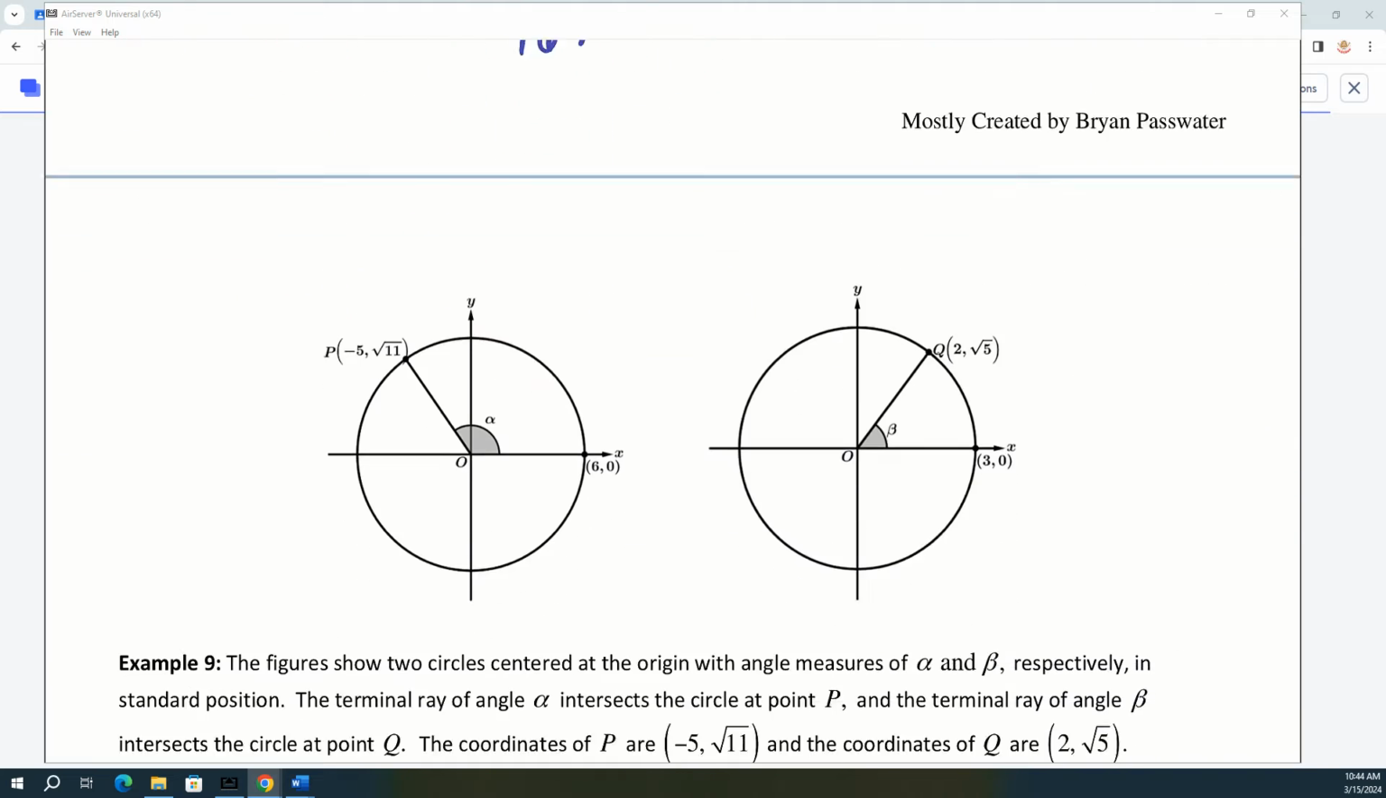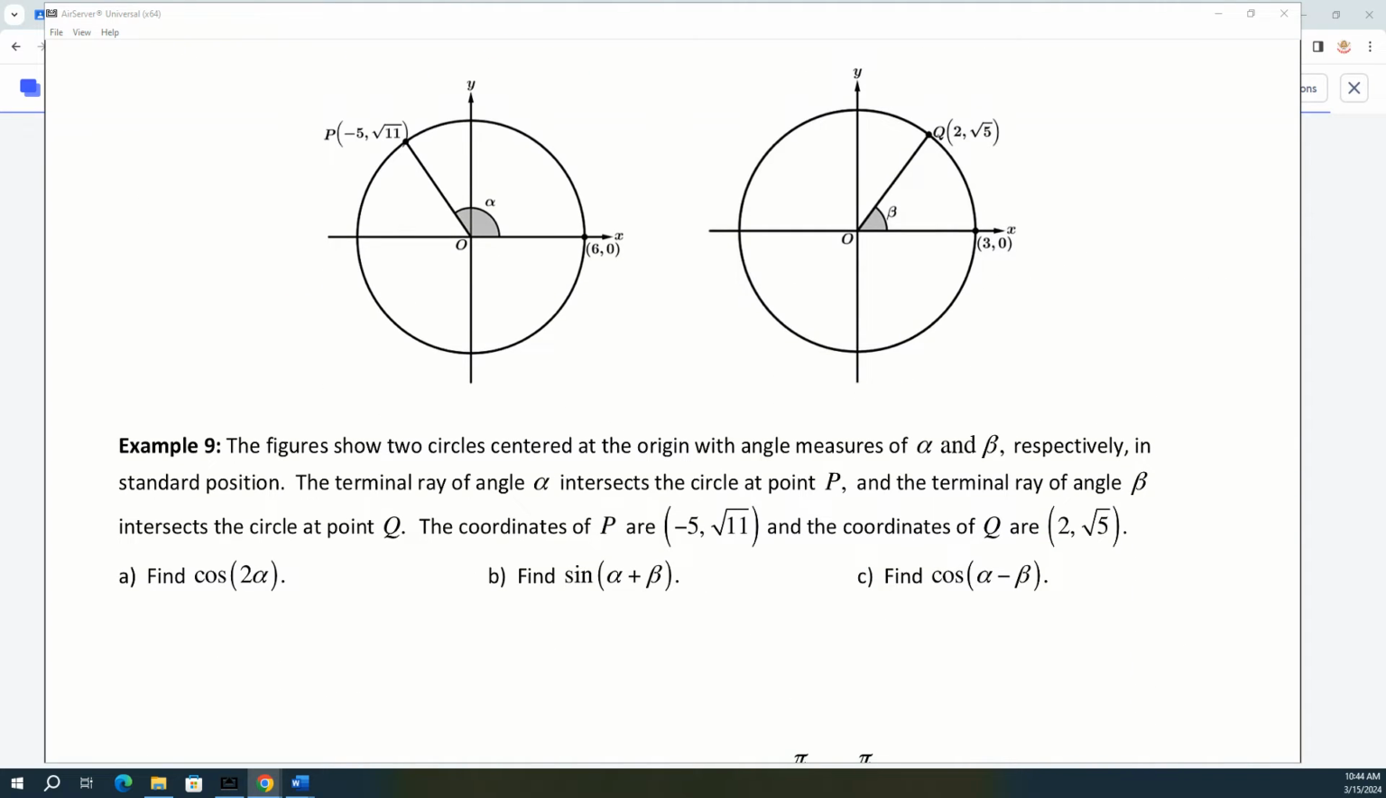On example 9, we're going to use all the different types of the new ones today. We have alpha and we have beta, and we're going to do 3 different things. I want you to take a second and find the sine and cosine of alpha and beta using the circle. For your sine, you're just going to take the y-coordinate and put it over the radius. And for the cosine, you're just going to put the x-coordinate over the radius for each of them.